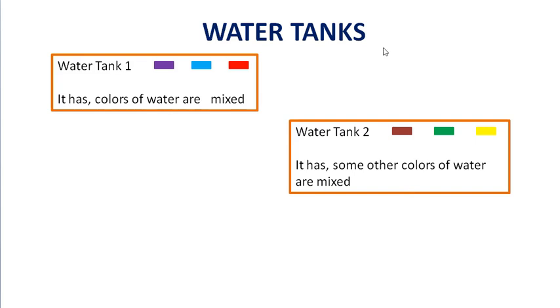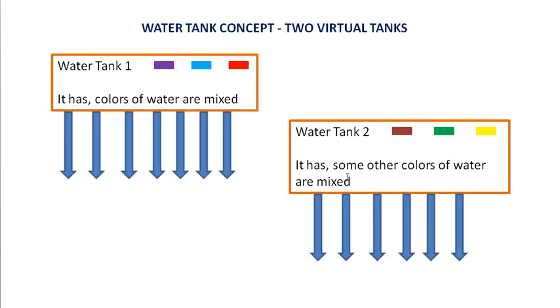I write the statement here. It has colors of water mixed. Okay, first we follow this way, then you will understand. Then I also fix the pipelines for each water tank. The first has 7 pipes. The second has 6 pipes.